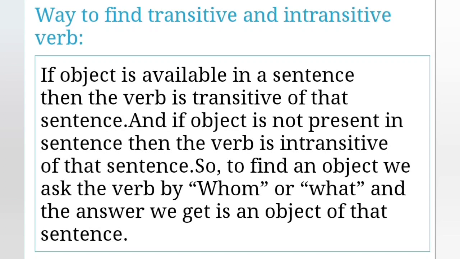Why find transitive and intransitive verbs? If an object is available in a sentence, then the verb of that sentence is transitive. And if an object is not present in a sentence, then the verb of that sentence is intransitive. So, to find an object, we ask the verb whom or what, and the answer we get is the object of that sentence.